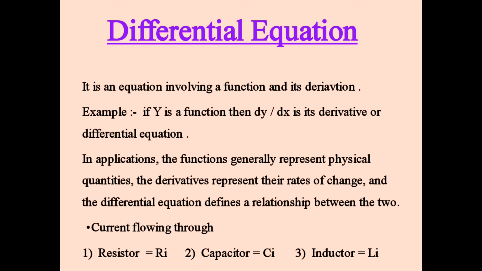Now all these calculations we are going to do for the current or any physical quantity, for defining any physical quantity of a component. For example, if we consider a current flowing through different electrical or electronic components, then how can we denote it? The current flowing through a resistor can be denoted by Ri, the current flowing through a capacitor can be denoted by Ci, whereas the current flowing through an inductor can be denoted by Li, because the symbol for inductor is L.